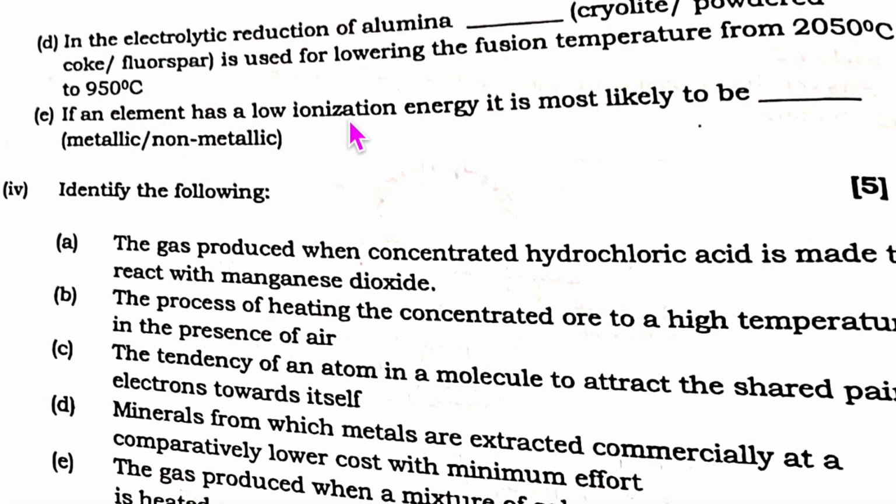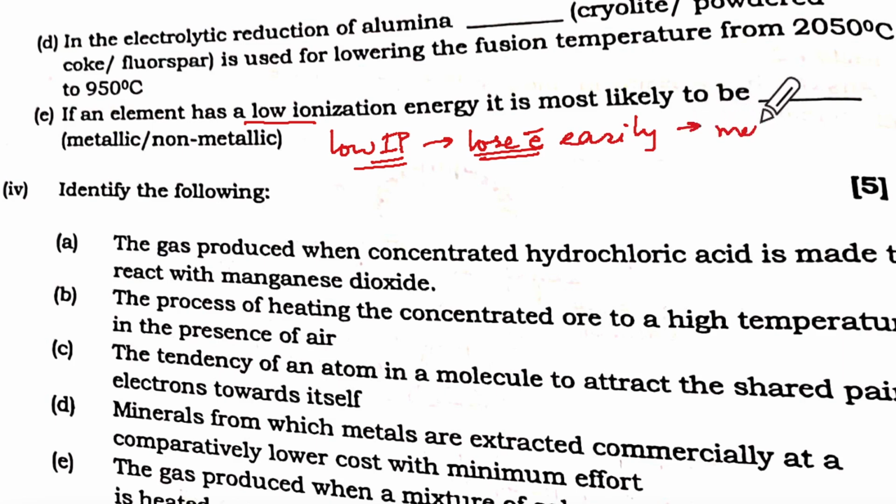If an element has to have low ionization energy. Now, low ionization energy means low IP. That means to remove the electron, the energy required is less, which means it is going to lose electrons easily. This you must understand by this low IP. If it is losing electrons easily, it is going to form cations easily, so it will be a metal, so it will be more metallic. Some of you did have a problem with this.